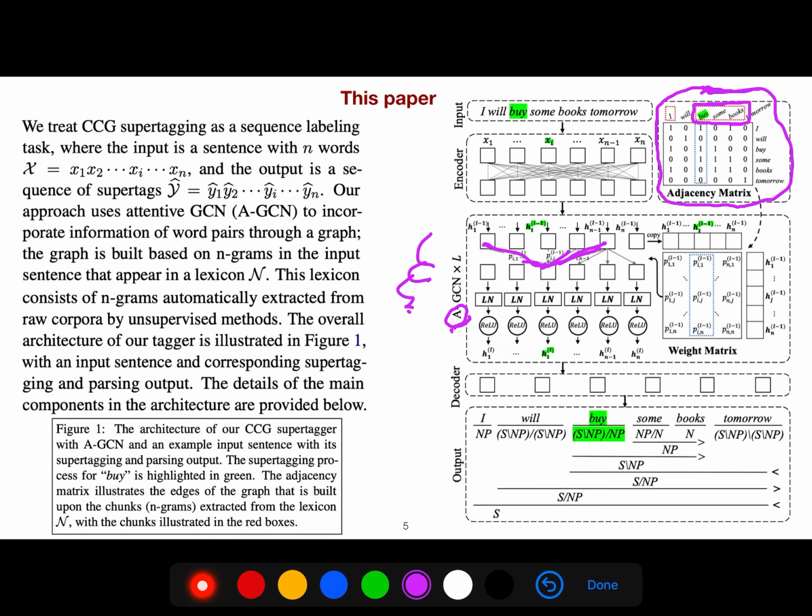And finally, we have a softmax and say what is the probability for NP at this time? What is the probability of this at this time? And so on.